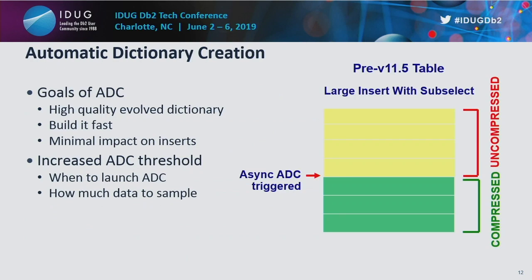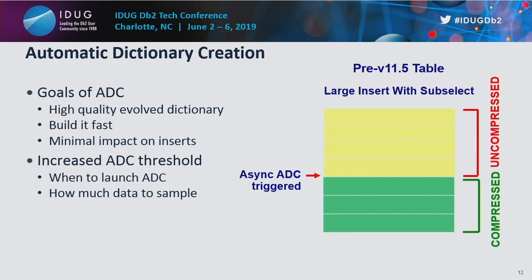Okay, so the basics of automatic dictionary creation. What we want to do here is build a high-quality evolved dictionary, build it fast, and we don't want to have a big impact performance-wise on inserts. That would be bad, because we want to maximize our throughput. So in order to get a better quality dictionary, one thing we're doing here is we're going to raise our ADC threshold. And all that really is, it dictates the amount of data we sample before we build our dictionary. So the more data we look at, the better our dictionary will be because the dictionary is based on the actual values we're seeing.